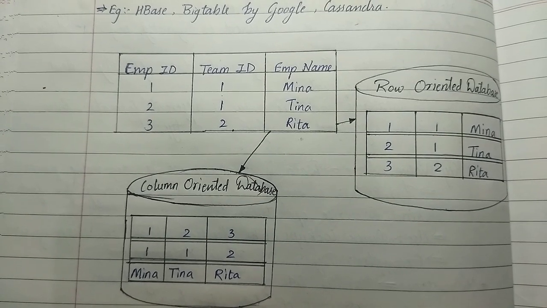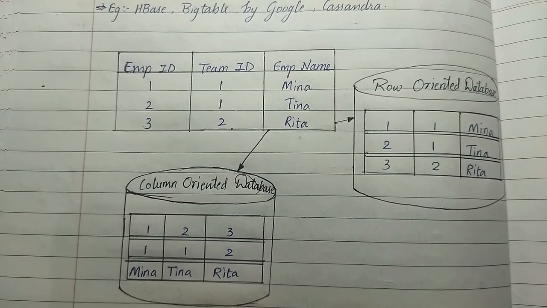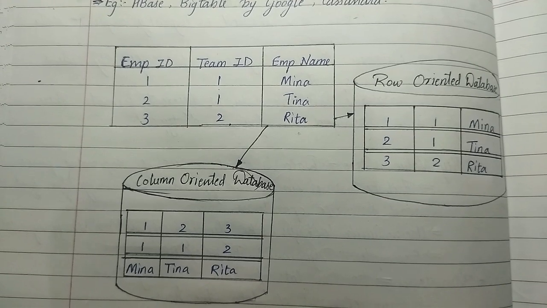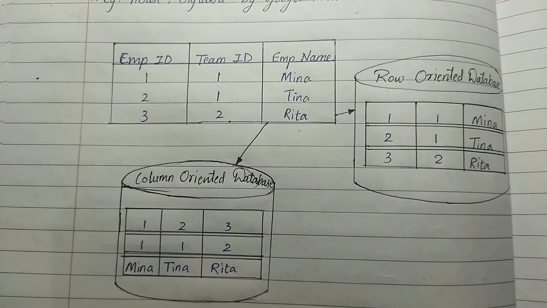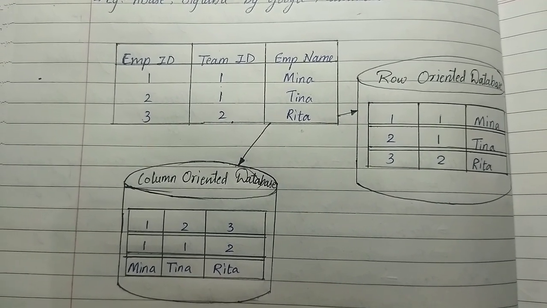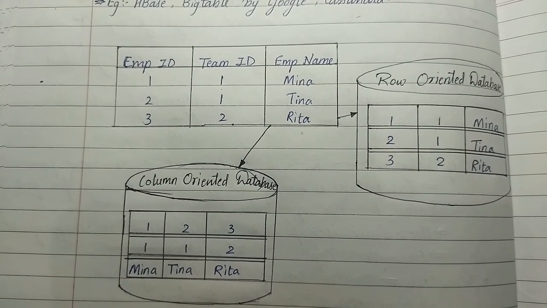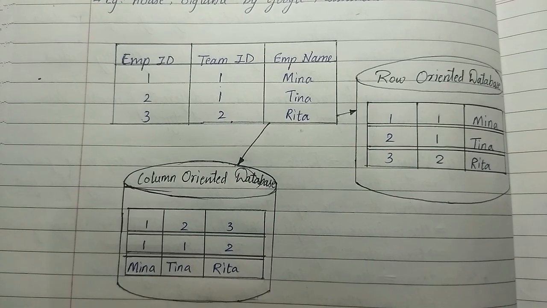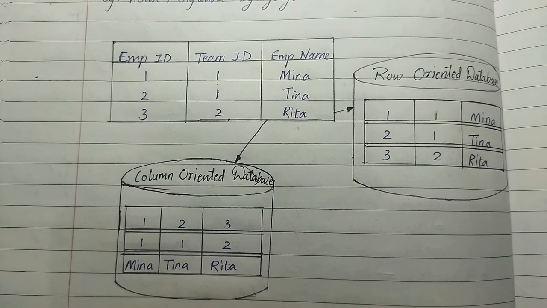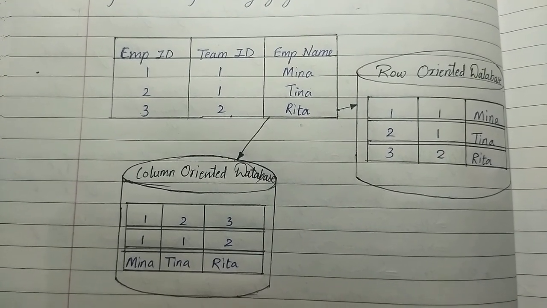There is one table given, and in left side we can see row oriented database. In this the data is entered in a row wise, and the one given below the table is column oriented database, in which the data is entered in a column wise manner.